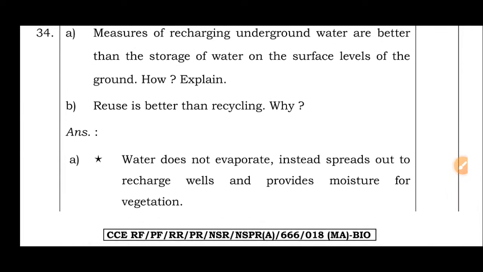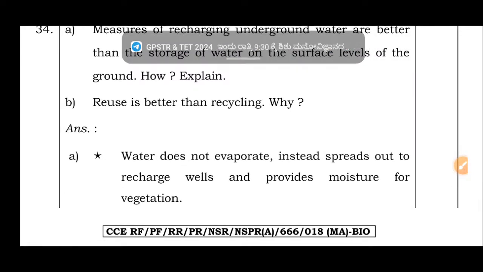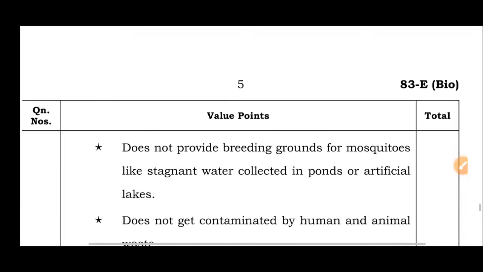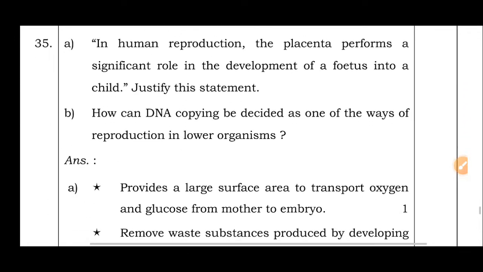Which question? Why is the measure of recharging underground water better than the storage of water on the surface at ground level? Explain. Whatever the points are there: it does not provide a breeding ground for mosquitoes, like stagnant water collected in ponds or artificial lakes. It does not get contaminated by human or animal waste. Okay, these are also considerable points.